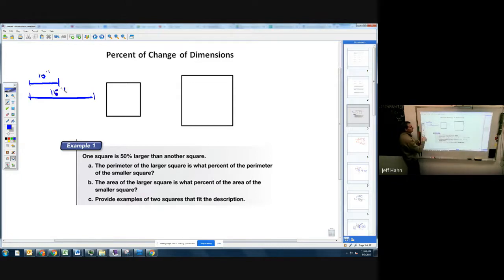Okay, that is 50% longer. Why? Because you take 50% of this, which is 5, and you make it that much longer. Okay? Let's get that thought process in your head first.